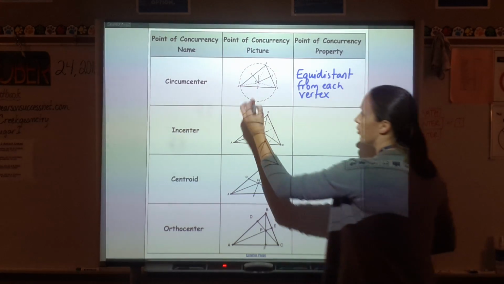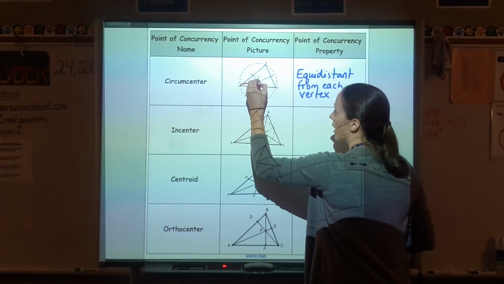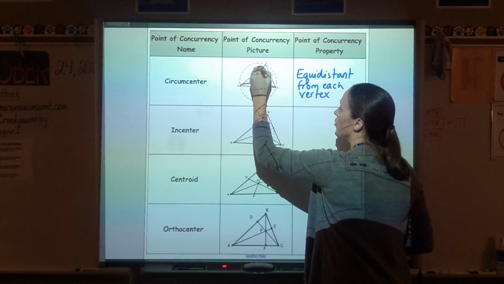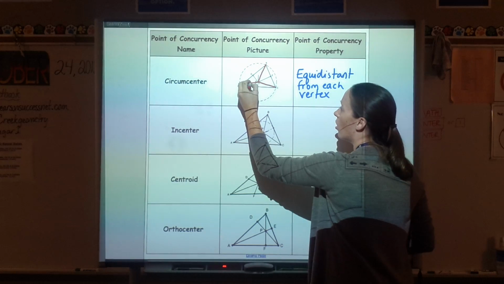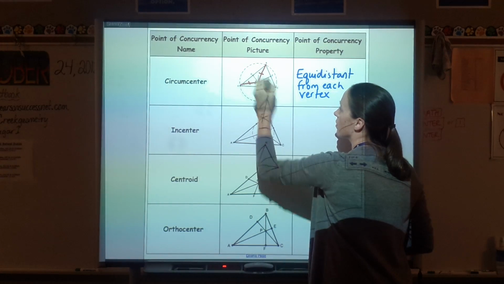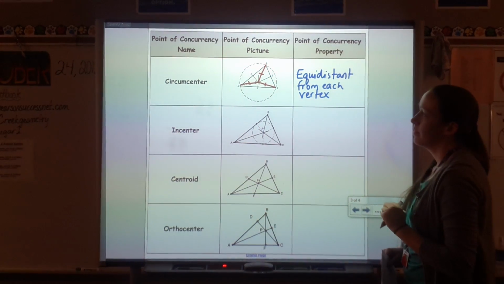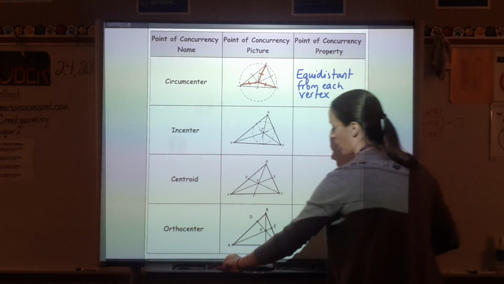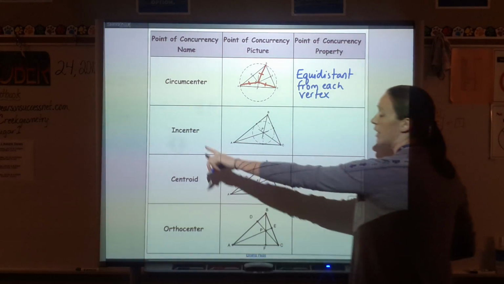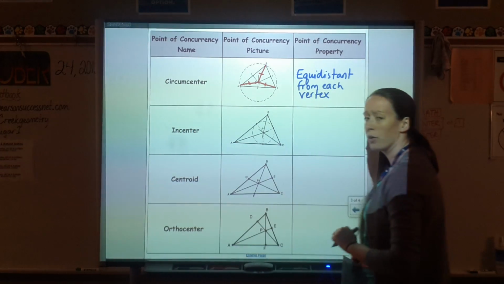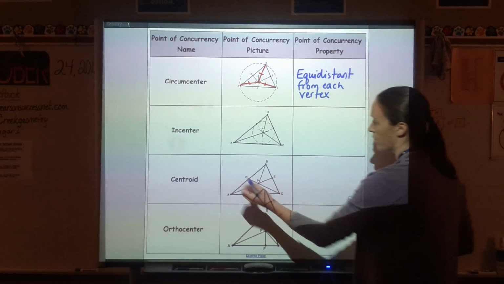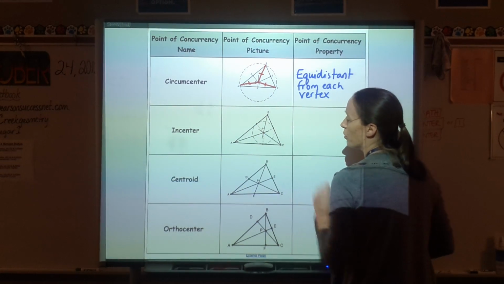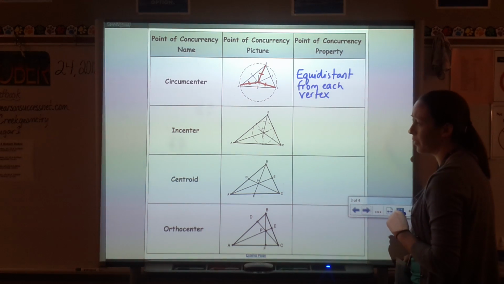What might that look like in your diagram? These dotted segments that represent the distance from the circumcenter to each vertex are all congruent lengths. So the circumcenter is equidistant from each vertex. Let's go to the next one, the incenter, which is created by your angle bisectors. Okay, so we've bisected angle A, angle C, and angle B to create this point P inside the triangle.